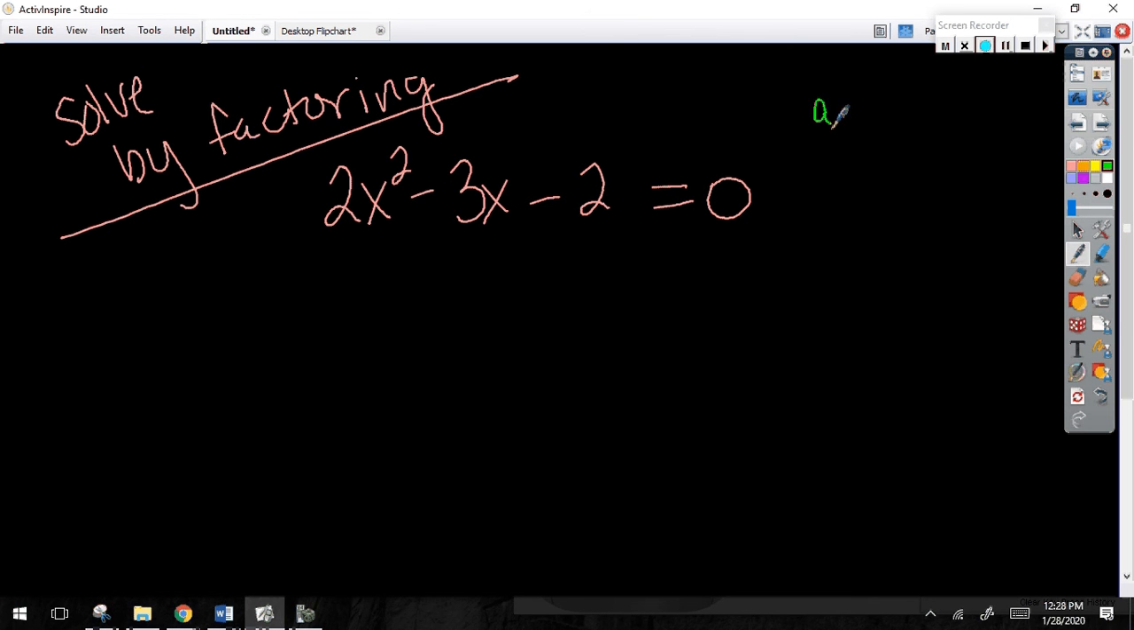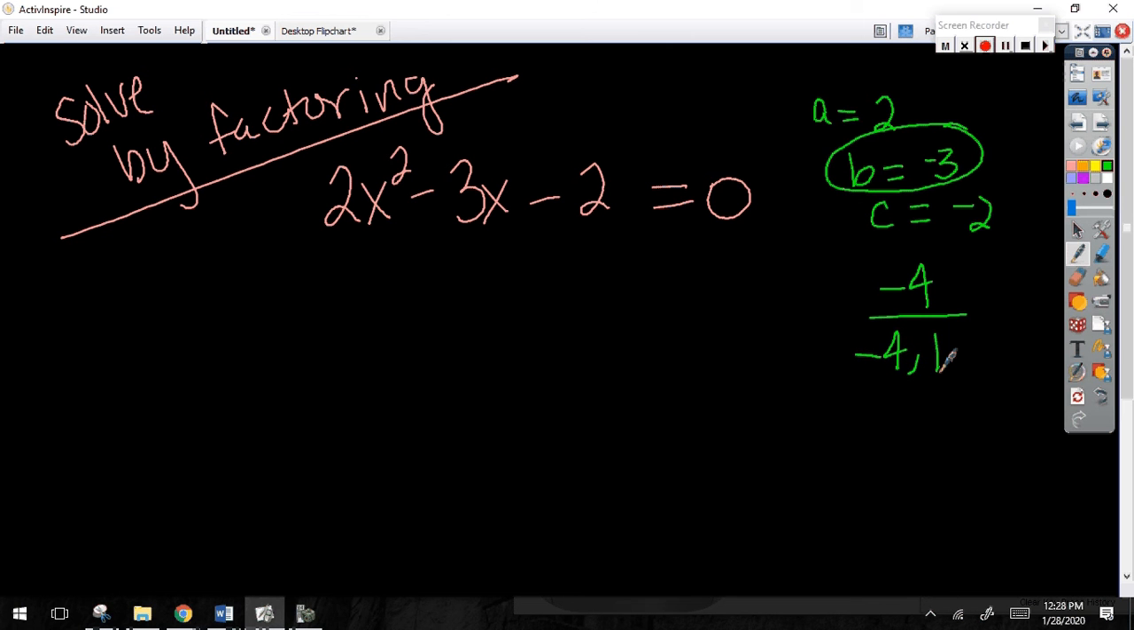What is A? B? Close. -3. Watch those signs. What about C? Now what? This one's a little bit more difficult because it's a negative. What multiplies to -4 but adds to -3? Yep. -4 and 1.